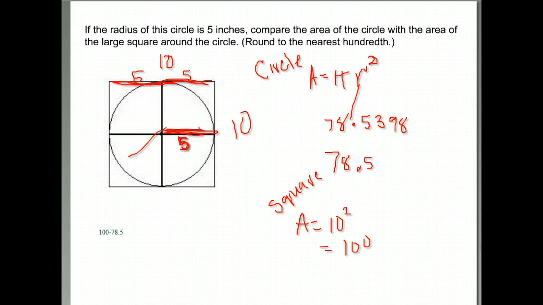Good. Okay, so in comparing their size, the area of the square was 28.5 inches bigger than the circle. Square inches, I guess I should say. Okay. All right.